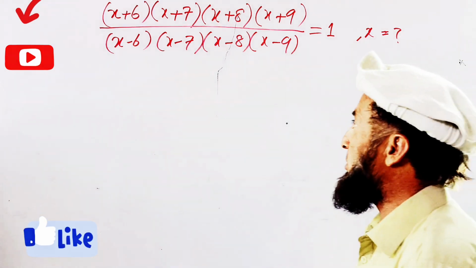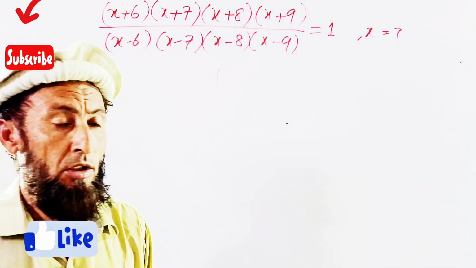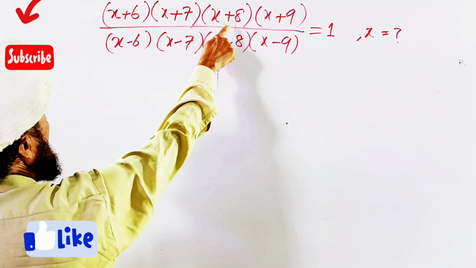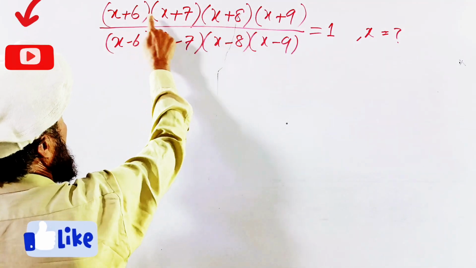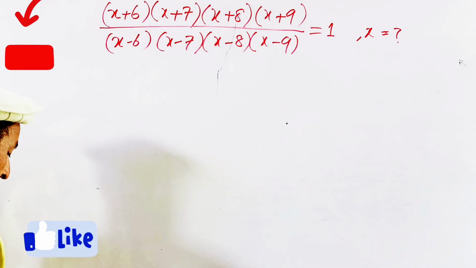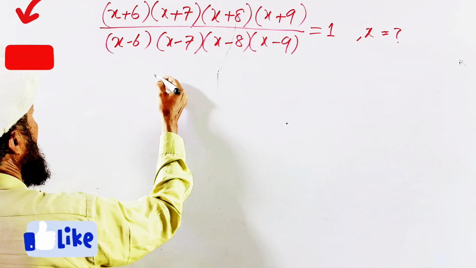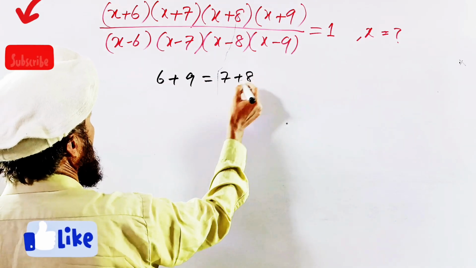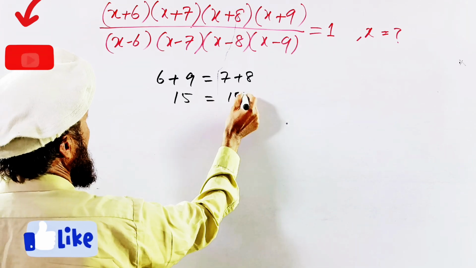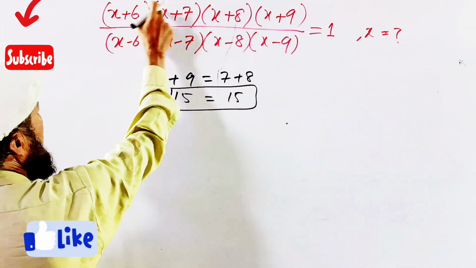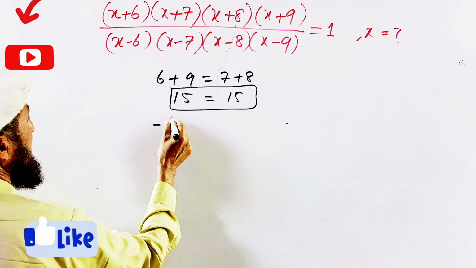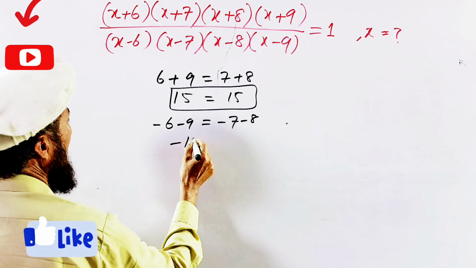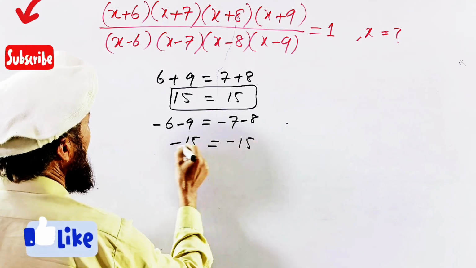In this type of question, first of all we choose the pairs. Look here, 6 plus 9 is 15, and 7 plus 8 is 15. That means, taking the pairs, 6 plus 9 is equal to 7 plus 8, we get 15 is equal to 15. Similarly, we get minus 6 and minus 9 is equal to minus 7 and minus 8, that is minus 15 is equal to minus 15.